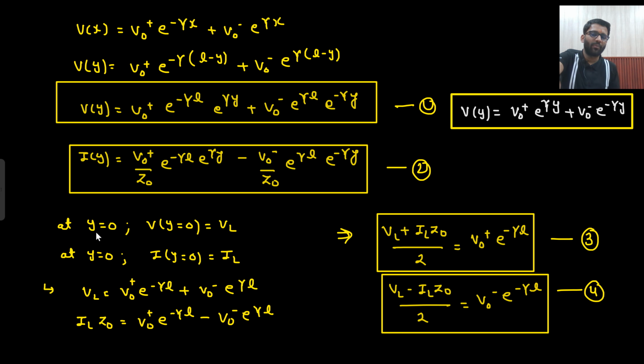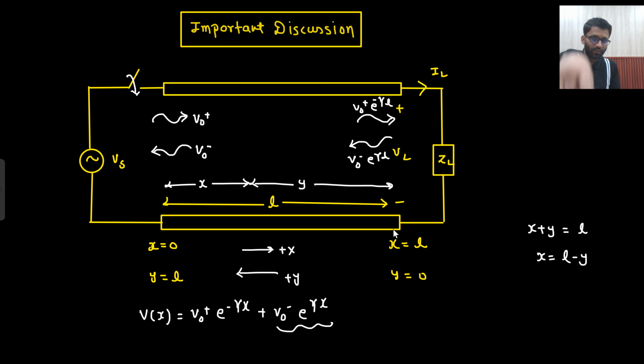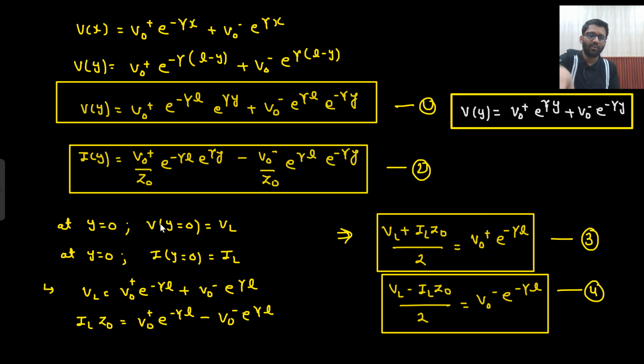Now what I am gonna do? I am gonna put y equals to 0. So at y equals to 0, what are you having? VL and IL. At y equals to 0, my Vy would be VL and Iy would be IL. So if I put VL here, what am I getting? VL equals V naught plus e to the power minus gamma L plus V naught minus e to the power gamma L, because I have put y equals to 0.